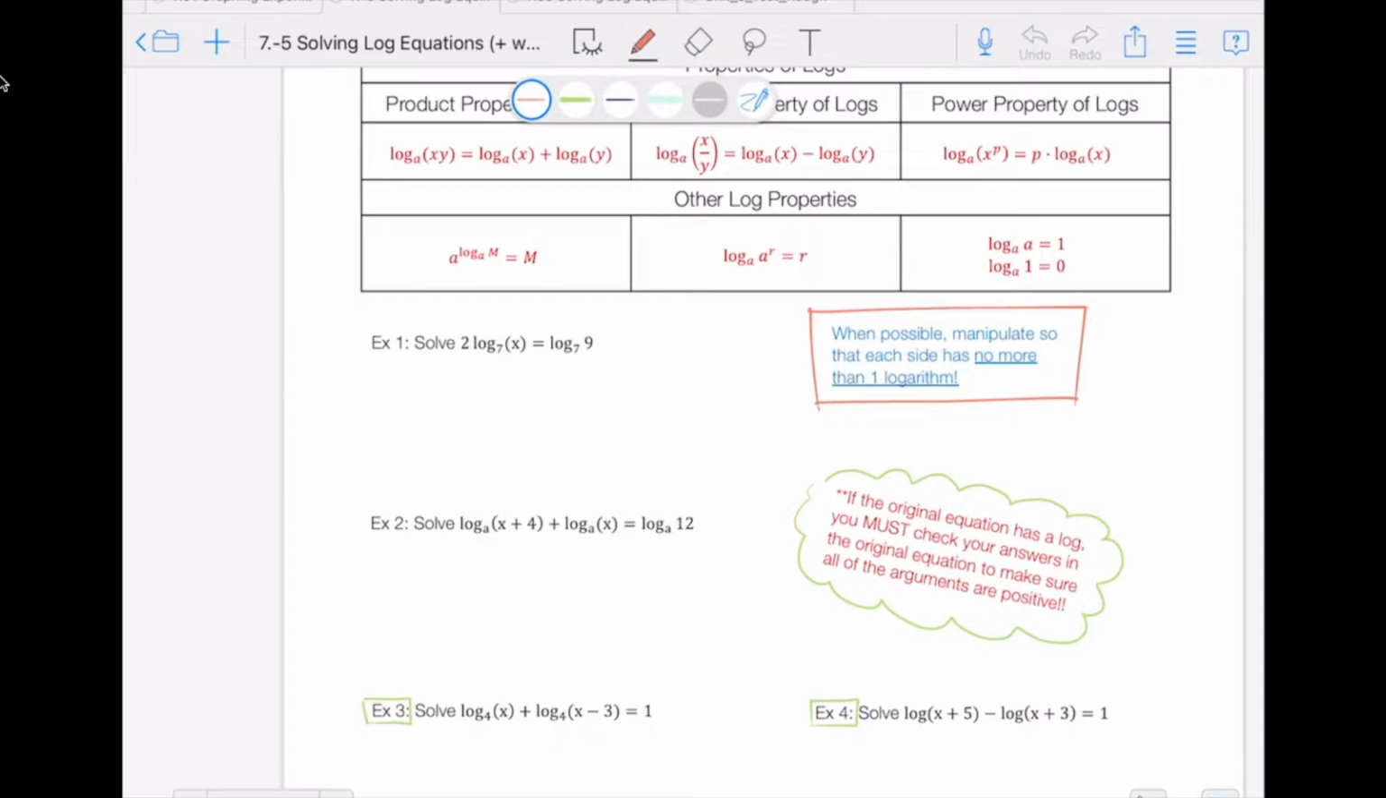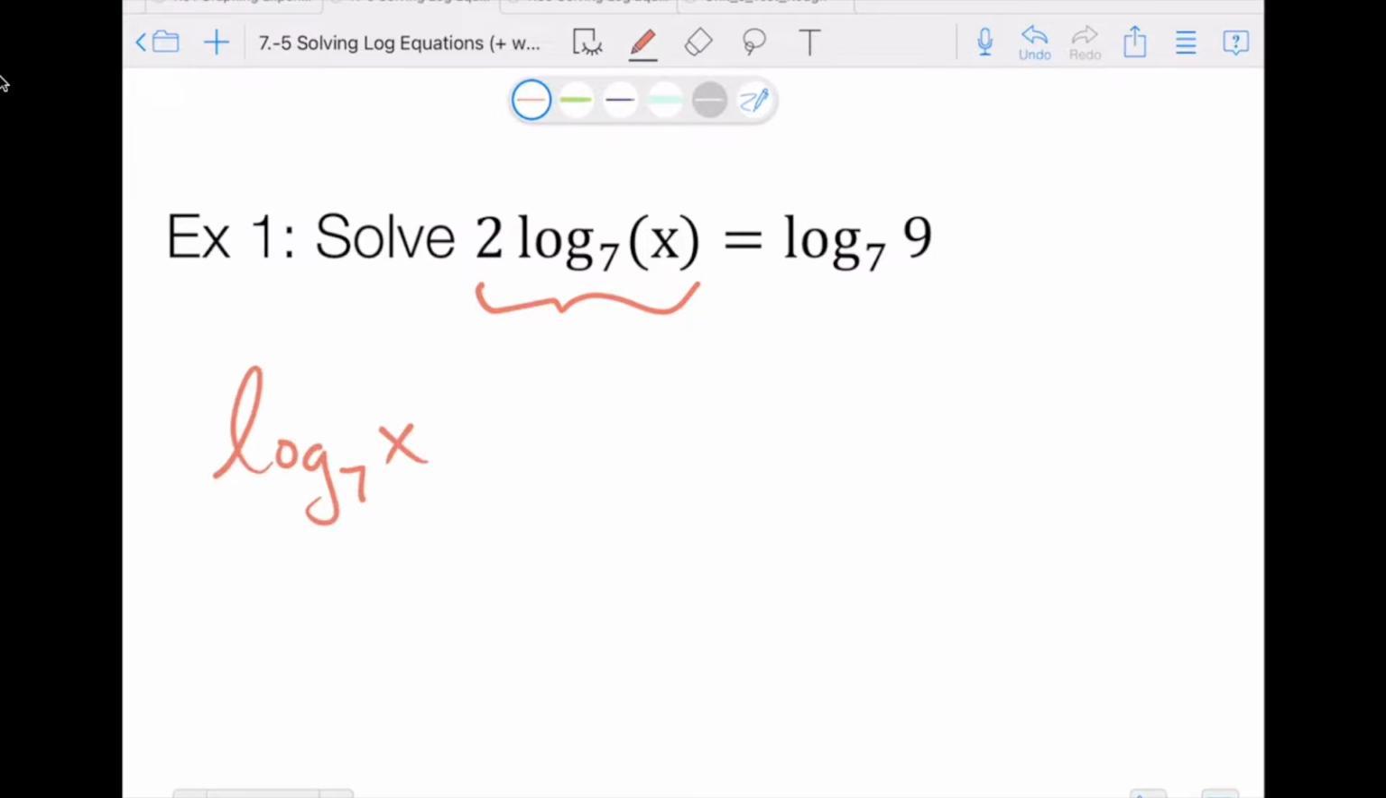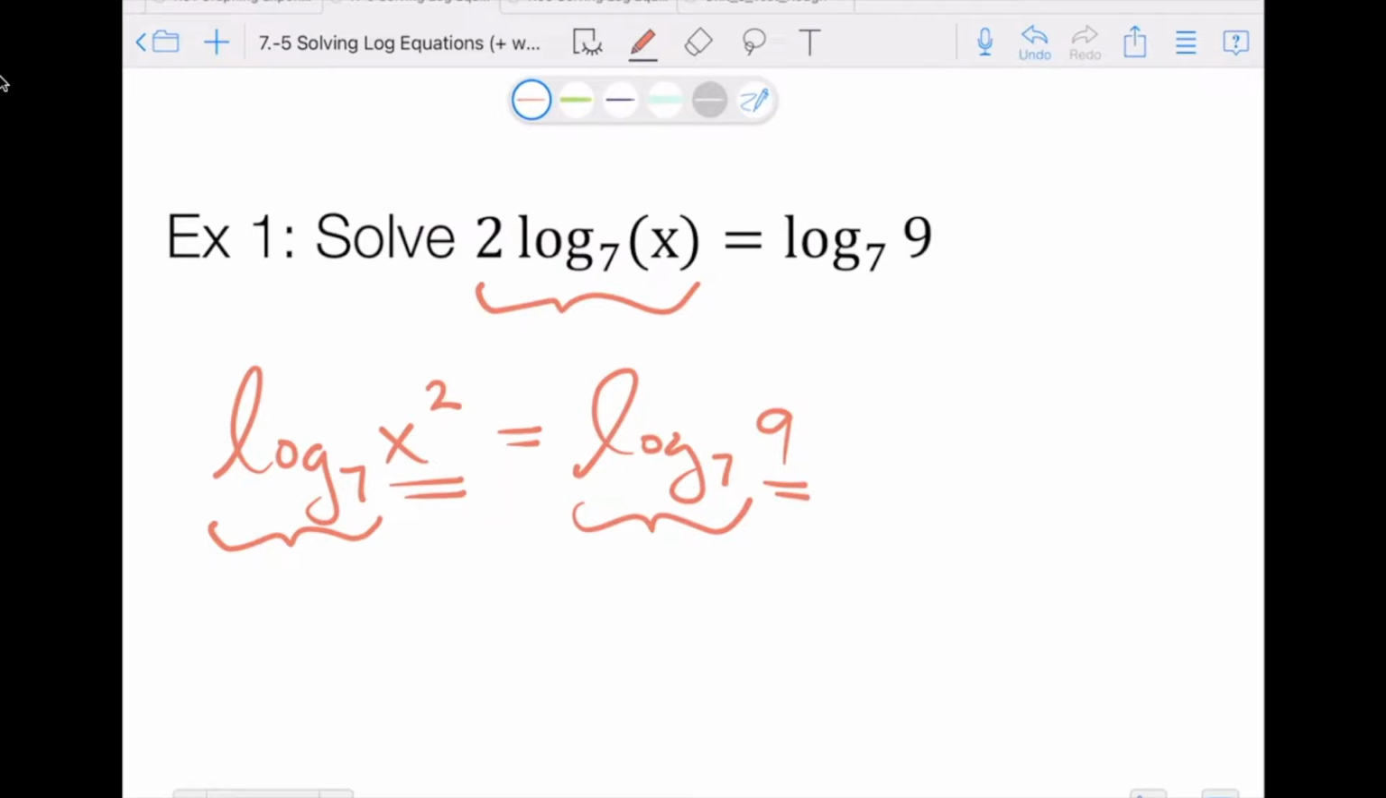All right, so let's go ahead and dive into example 1. I want you to notice it's asking us to solve for x. Now, the first thing I want to do is condense everything as much as I possibly can. So I'm going to rewrite that as log base 7 of x squared instead of 2 times that log part. And then we have log base 7 of 9. Now, if you look at this, I think it's intuitive to see what to do next. If we have log base 7 of something is the same thing as log base 7 of something else, then hopefully it makes sense to you that the somethings are going to equal each other.